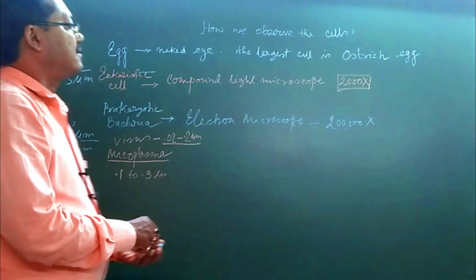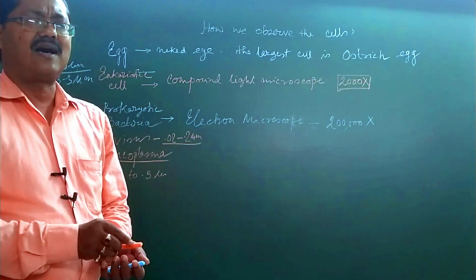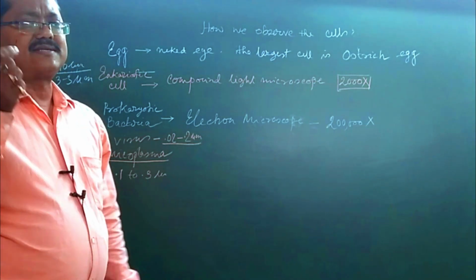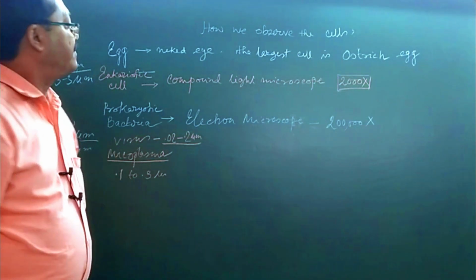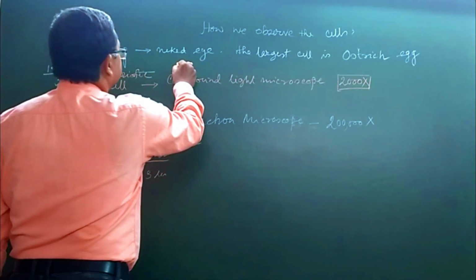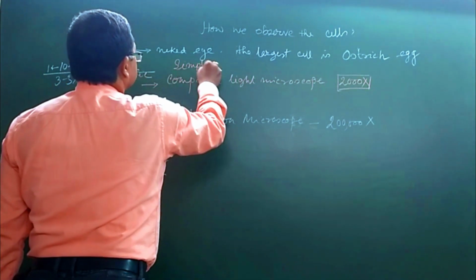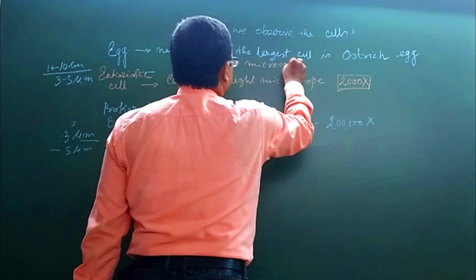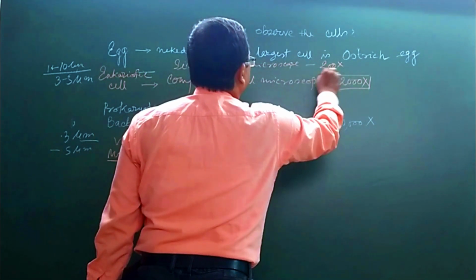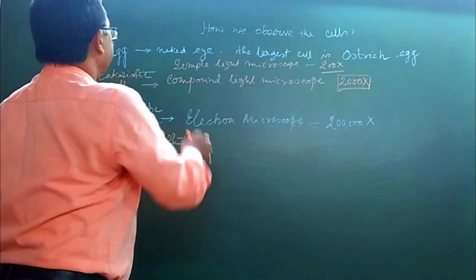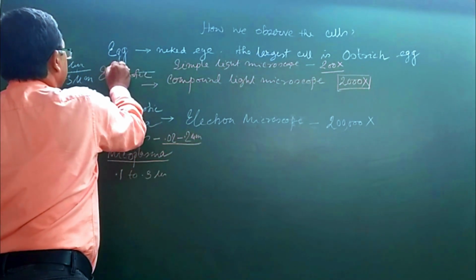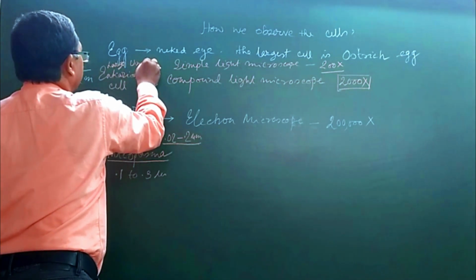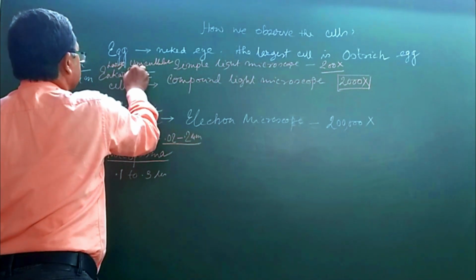Then in some cases, some larger cells, particularly some algae or the single cellular fungi, the yeast, can be seen by simple light microscope. Here about 200 times magnification may be obtained, and by this process we can see some large unicellular organisms.